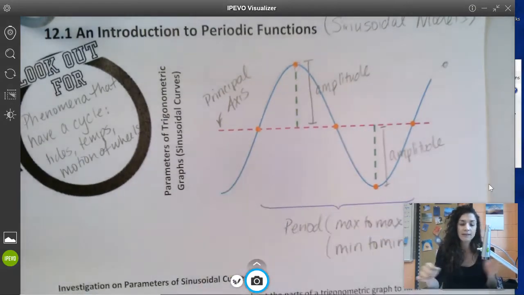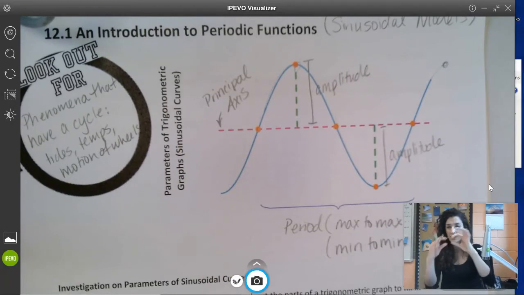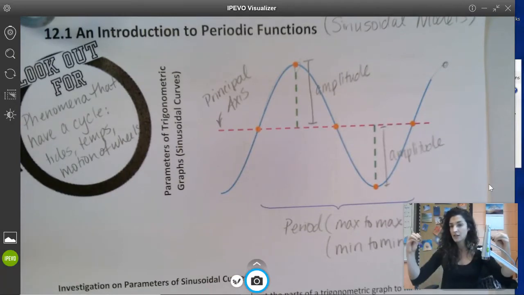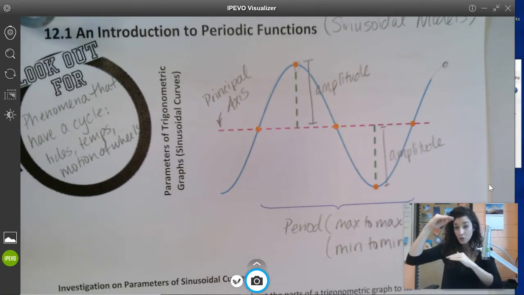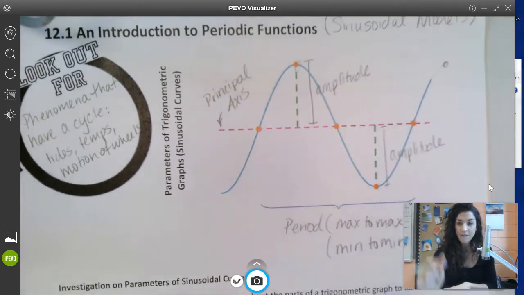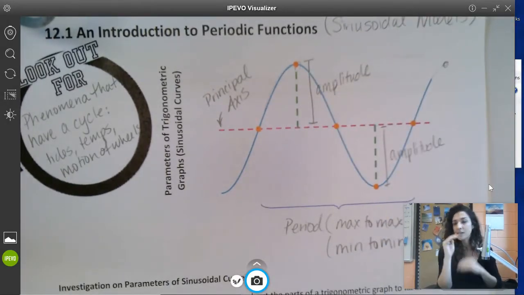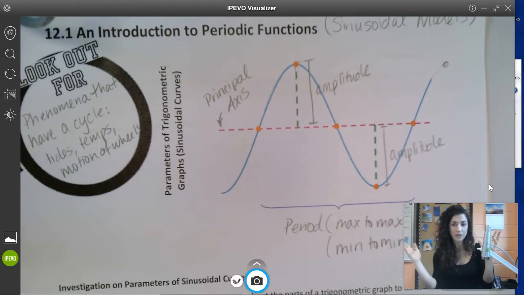So the principal axis is the line that cuts through the middle. I imagine it as this string that holds together the wave as it goes across. The amplitude is how tall the graph is, but not really the total height of the graph, just half of that height. And then your period is how long it takes to complete one cycle. So those are all the things that we care about with sinusoidal models.